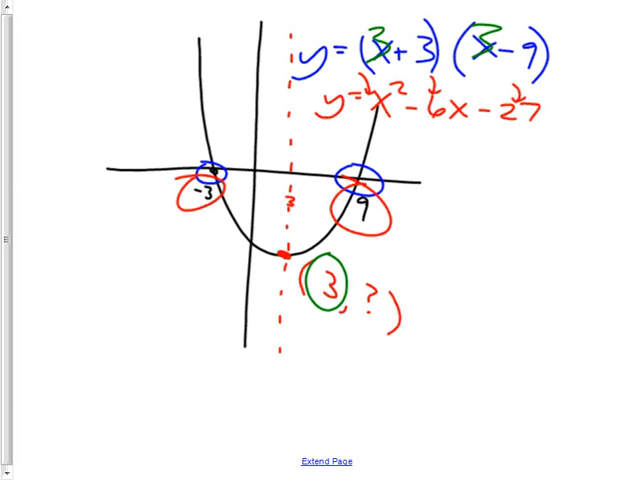3 plus 3 is 6. 9 or 6. 3 minus 9 is -6. 6 times -6 makes -36. That's the hardest part of it all. So you get where I got the -36.